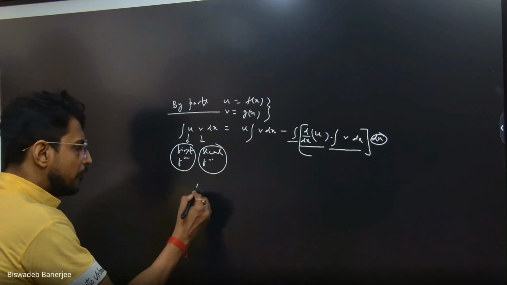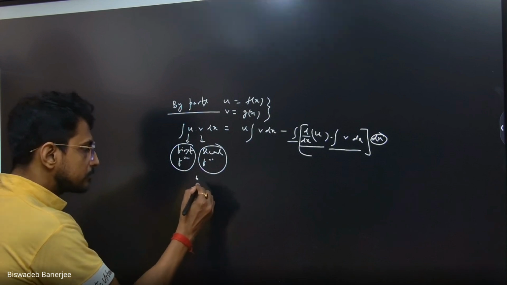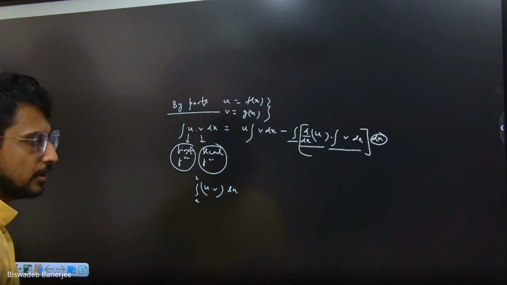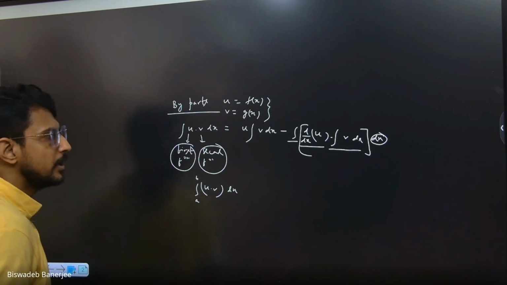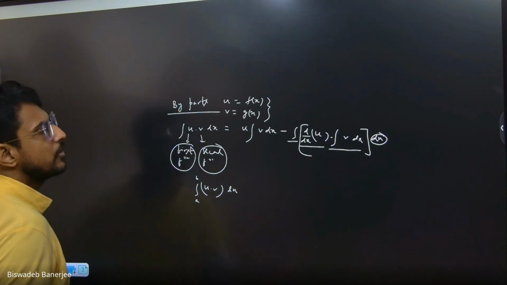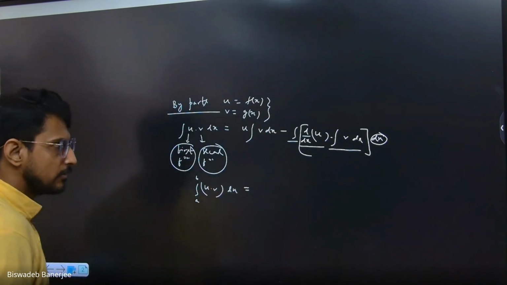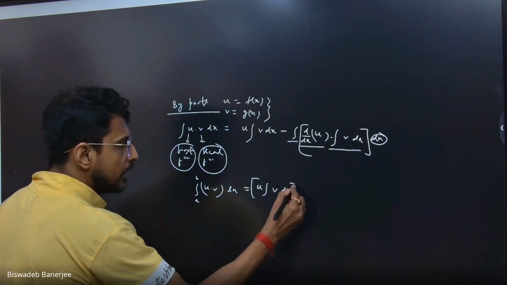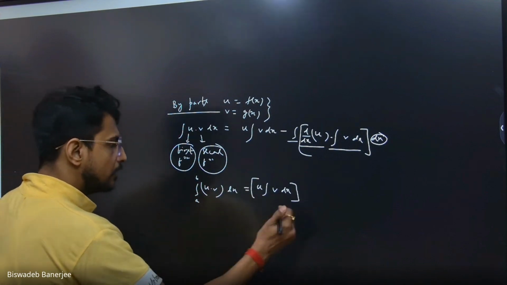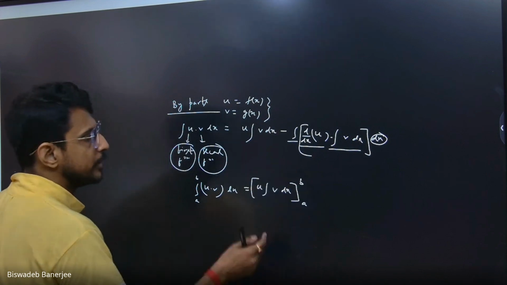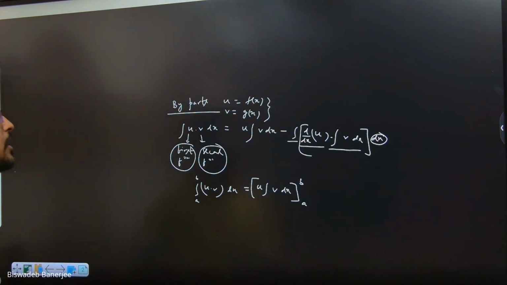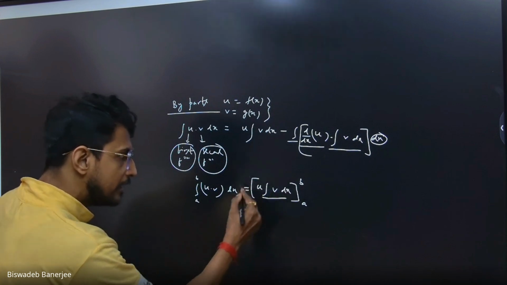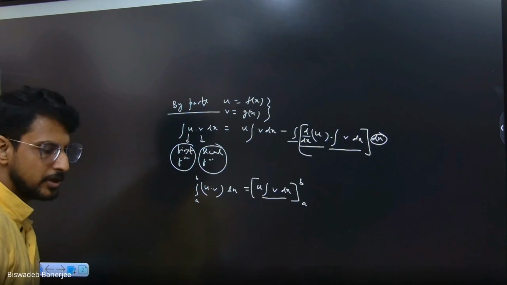And suppose there is a limit a to b; this is called definite integration. If there is a limit, say a to b, then we can write this bypass method as u into integration of v dx over the entire part. We shall consider the limit a to b for this entire part, not only over this integration.